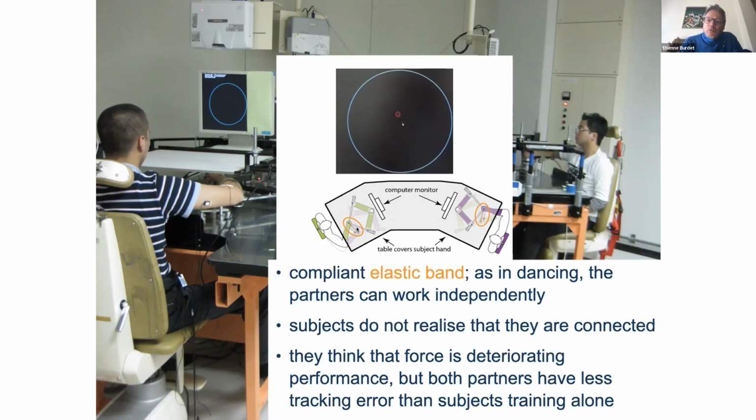The trials last 1 minute, and after 60 trials, we ask the subjects what happened, because they felt a force. We asked them what the force was, and basically none of them could find out. Of the 80 subjects in the first experiment, only two found out that they were in fact connected.